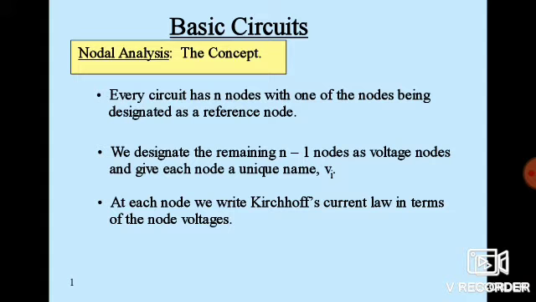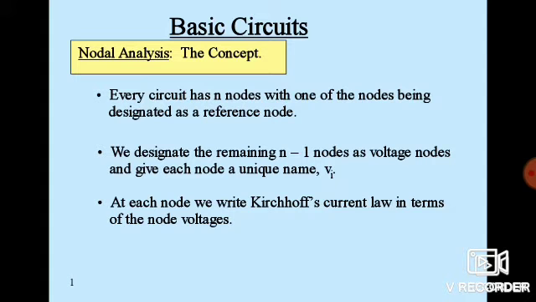Every circuit has n nodes, with one of the nodes being designated as a reference node. That is, you have to take any node as a reference node. Generally we take the bottom node as the reference node. Then we designate the remaining n-1 nodes as voltage nodes and give each node a unique name Vi.